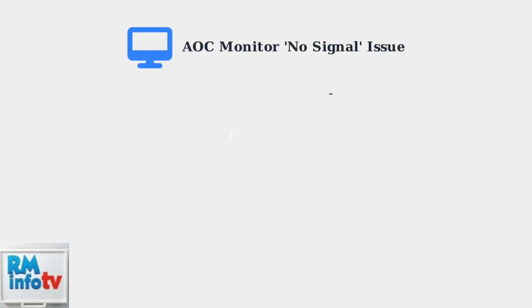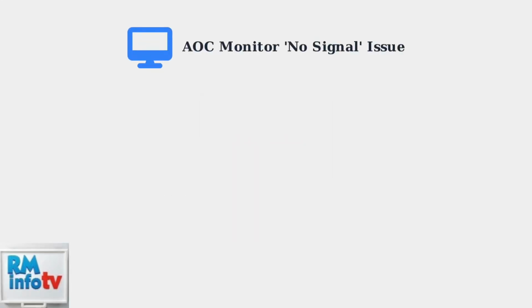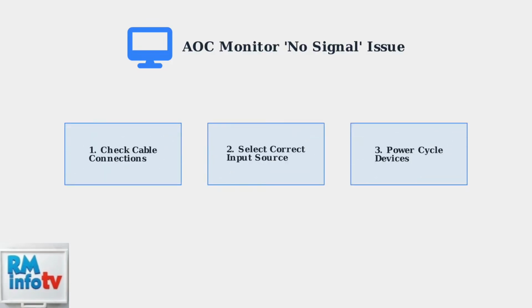When your AOC monitor displays a no signal message, it means the monitor is not receiving a video feed from your computer. This is a common issue with three quick solutions that resolve most cases. There are three primary steps to quickly resolve this issue.